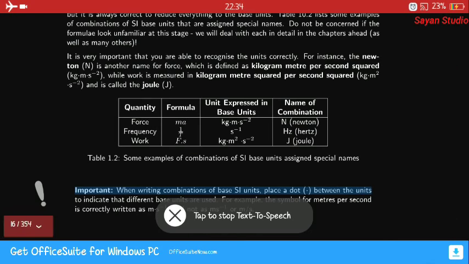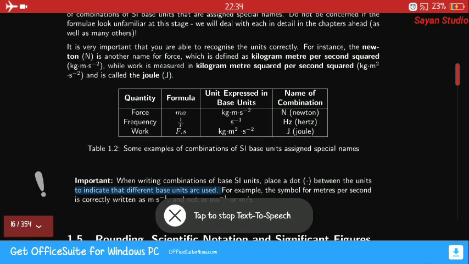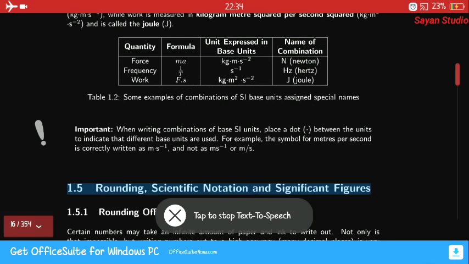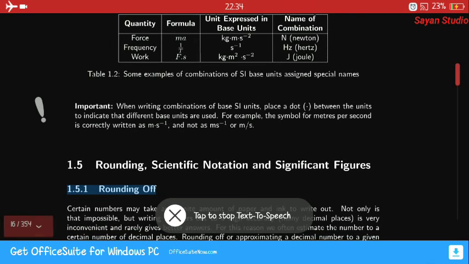Important: when writing combinations of base SI units, place a dot between the units to indicate that different base units are used. For example, the symbol for meters per second is correctly written as m·s⁻¹ and not as ms⁻¹.